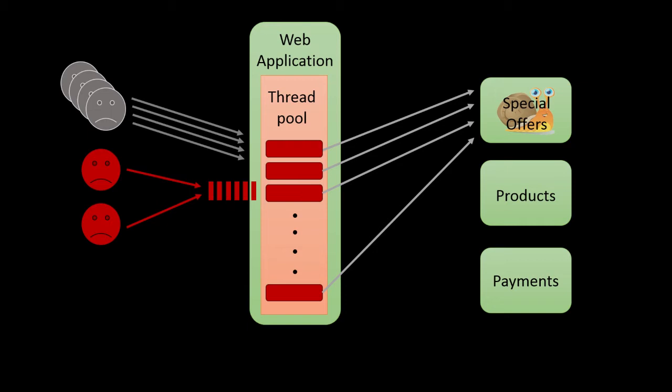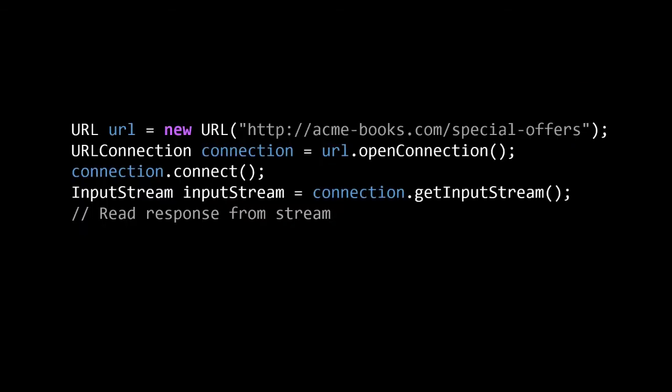Okay, we need to know here, why doesn't our service call return when the service is slow? That's a problem. What does the code look like that does this? It's basically pretty standard code: it creates a URL, makes a URL connection, gets an input stream from this connection, and reads the response from this stream. But why doesn't this return?